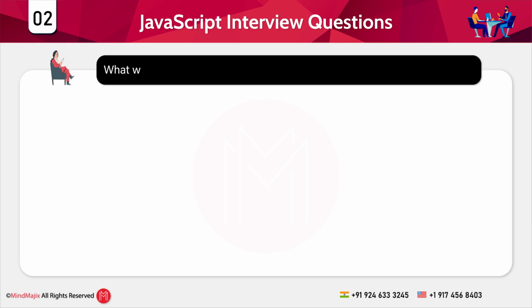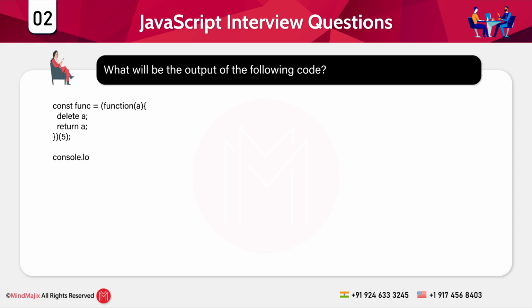Next question is, what will be the output of the following code? Const func equal to, so func is the name of the function, equal to function in brackets a, curly brace, delete a, return a. Then the function is completed, then in brackets the value 5, semicolon. Then print console.log func. So what will it print? It will print the answer 5.